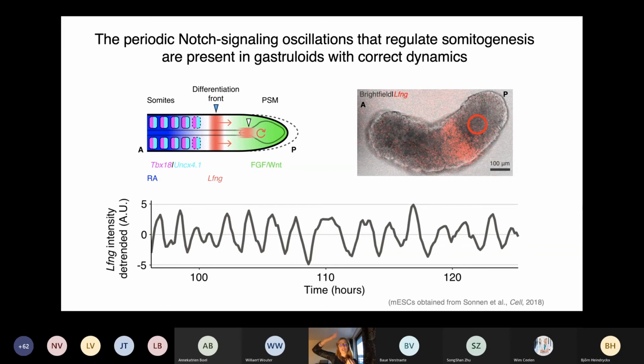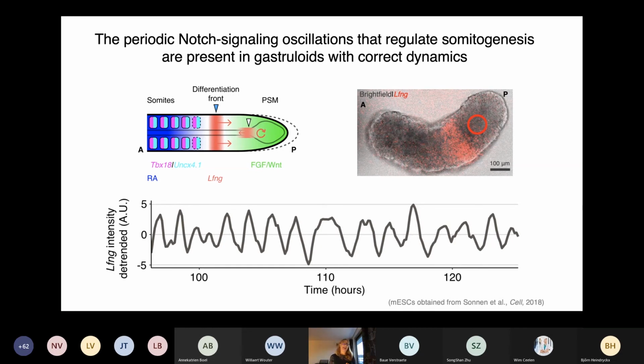These periodic oscillations are thought to regulate the periodic formation of new somites that appear in anterior to posterior direction with a periodicity of 2 hours. So a new pair of somites is being added every 2 hours in embryos over time.